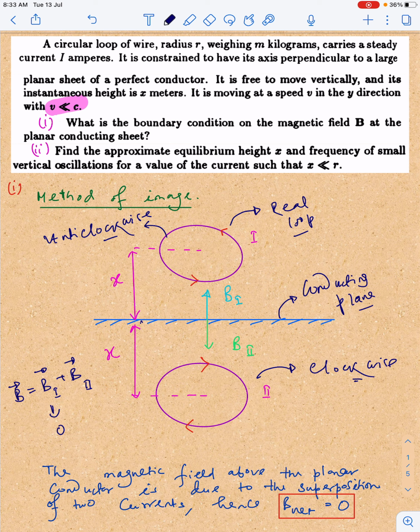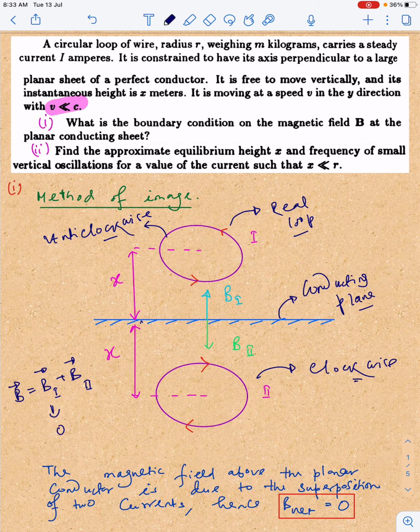So what is the statement of the question? It is saying that there is a circular loop, radius r, weighing m kilogram, carries a steady current I ampere. It is constrained to have its axis perpendicular to a large planar sheet of perfect conductor. It is free to move vertically and its instantaneous height is x meter. It is moving at a speed of v in y direction, with v much less than c, which is very significant. I have kept it in pink shade. You can see v is much less than c, means its speed is not in the relativistic zone. If v would have been comparable to c, then we would have to think about relativistic mechanics, which is out of the scope for the syllabus of JEE Advanced. So it's better it is given as v much less than c.